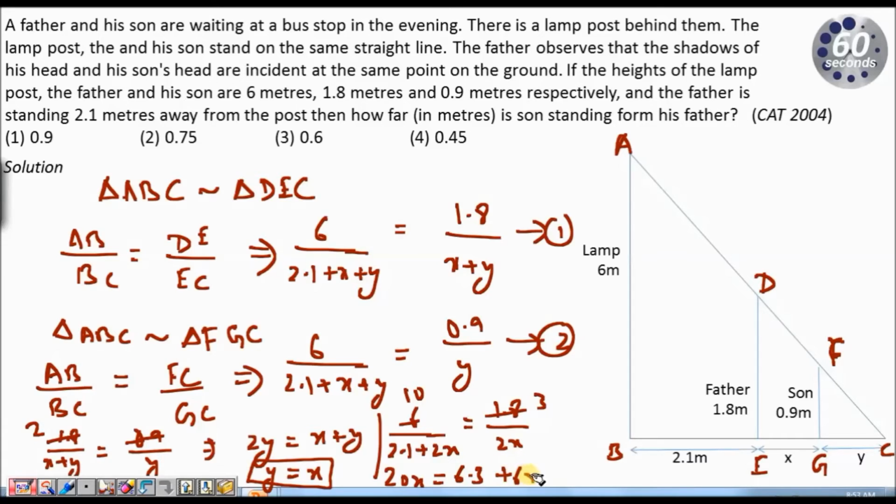plus 6x. Now let me just solve it here. So 20x minus 6x will give me 14x equals 6.3, or x equals, with 7, 6.3 will go 0.9 times, and with 7 it will go 2 times. So I'll get 0.9 by 2, which is 0.45. So I get x as 0.45, which is nothing but my fourth option.